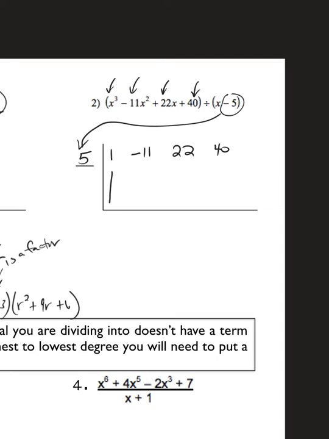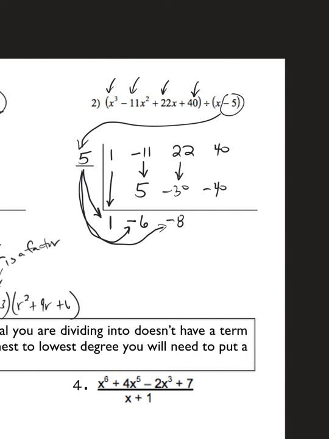I'm going to bring the 1 all the way down here, multiply 5 times it. 5 times 1 is 5. Combine with -11 to get -6. Multiply 5 times -6 to get -30. Combine that with 22 to get -8. Multiply 5 by -8 to get -40. I combine 40 with -40, and that's going to give me 0.